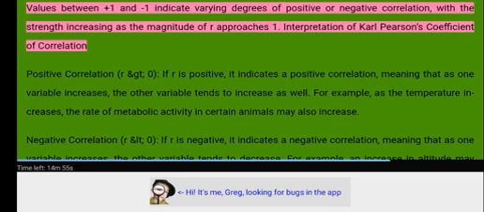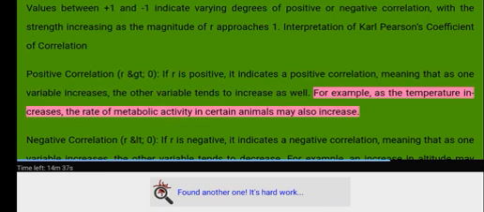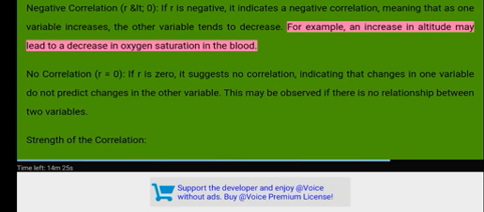Interpretation of Karl Pearson's coefficient of correlation. Positive correlation, r greater than 0. If r is positive, it indicates a positive correlation, meaning that as one variable increases, the other variable tends to increase as well. For example, as the temperature increases, the rate of metabolic activity in certain animals may also increase. Negative correlation, r less than 0. If r is negative, it indicates a negative correlation, meaning that as one variable increases, the other variable tends to decrease. For example, an increase in altitude may lead to a decrease in oxygen saturation in the blood.